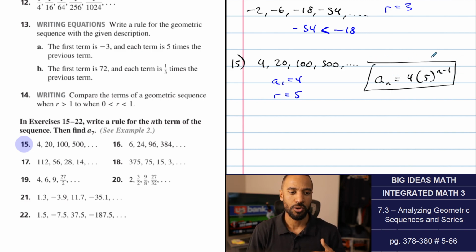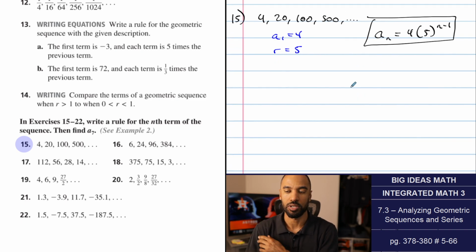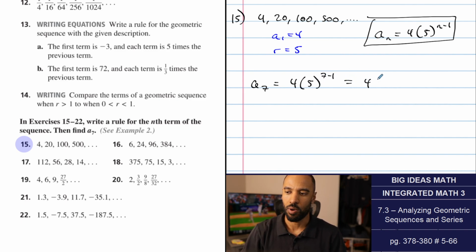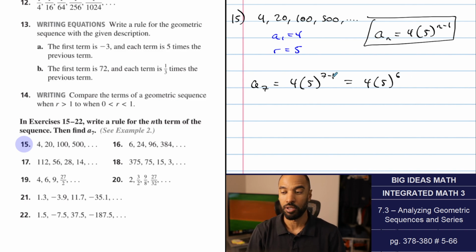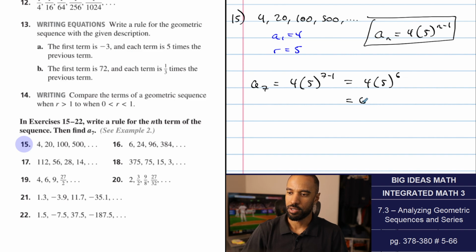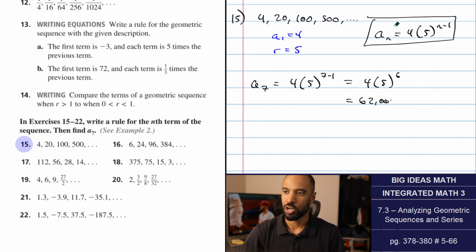This allows us to find the value of any term just by straight substitution. Now, a sub 7 is 4 times 5 to the 7 minus 1 power. It's best that you write this as 4 times 5 to the 6th power before you go to the calculator, because you might mess up some order of operations. Notice that every time we're doing to the 7 minus 1 power, because it's a sub 7. So I'm just going to write it to the 6th power each time. And I'm getting an answer of 62,500. So 62,500 is the 7th term.